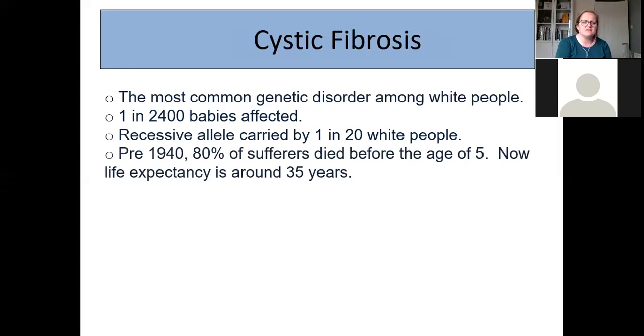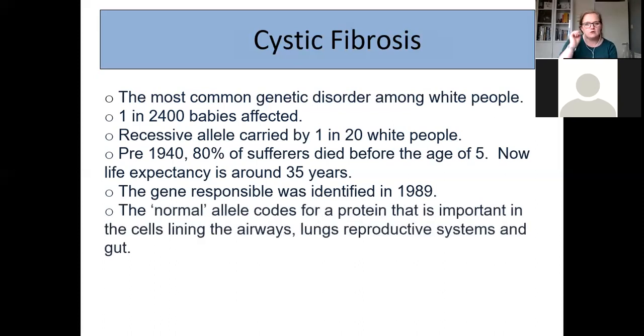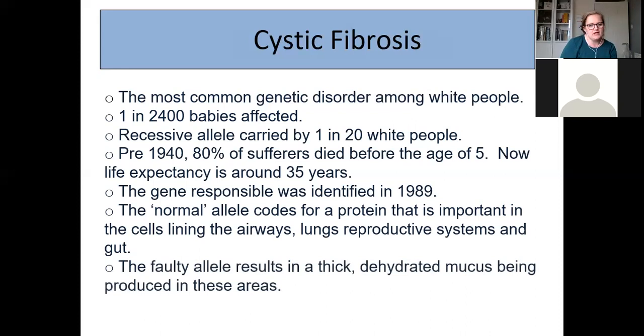But now life expectancy is around 35, but it can even be older, 40 to 50. And that's just with the advances in medicine and us being able to treat people with cystic fibrosis a lot better. We didn't identify the gene that caused cystic fibrosis until 1989. And the normal allele codes for a protein that is important in the cells lining the airways, lungs, reproductive systems, and gut. And the faulty allele basically results in a thick dehydrated mucus being produced in these areas.